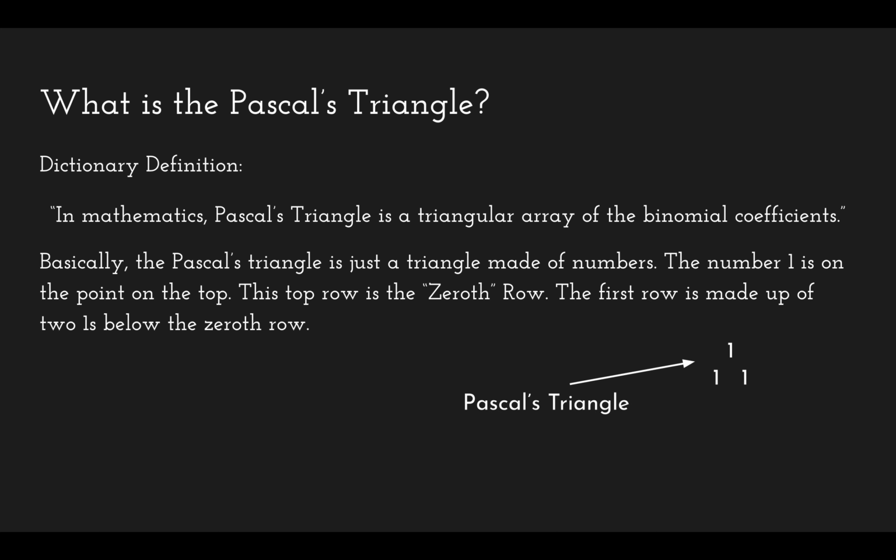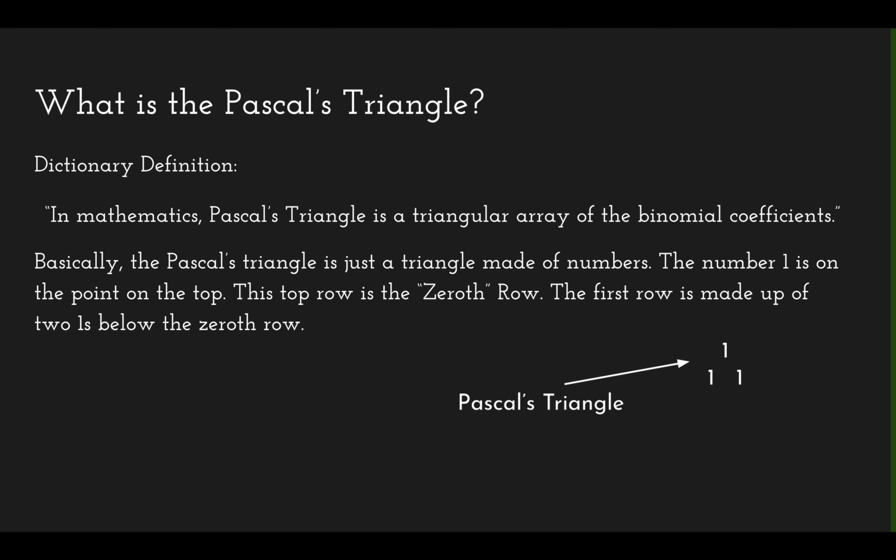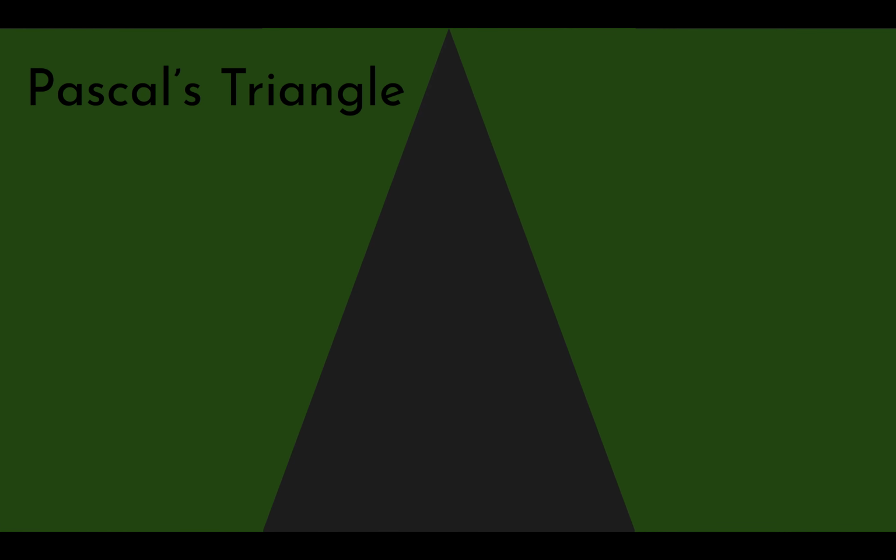The number 1 is on the point on the top. The top row is the 0th row. The first row is made up of two ones below the 0th row. So here I have a representation of Pascal's triangle. Here are some more rows in Pascal's triangle.